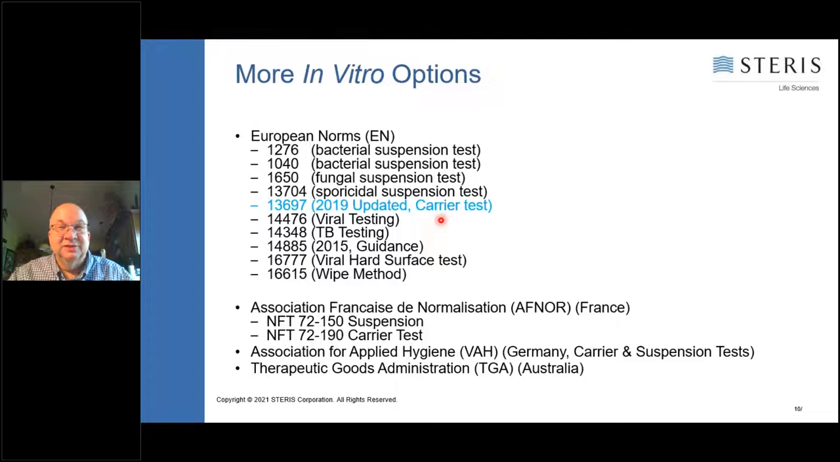There is also a virucidal coupon method. That's EN 16777. That's out there. There's a white method, but there are some issues with the white method. I'll mention those in a minute. There's French methods and German methods, but the French and the Germans are all supposed to harmonize with the EN methodologies. And if you go to Australia, they have their own test methods there, and they are called the TGA methods.